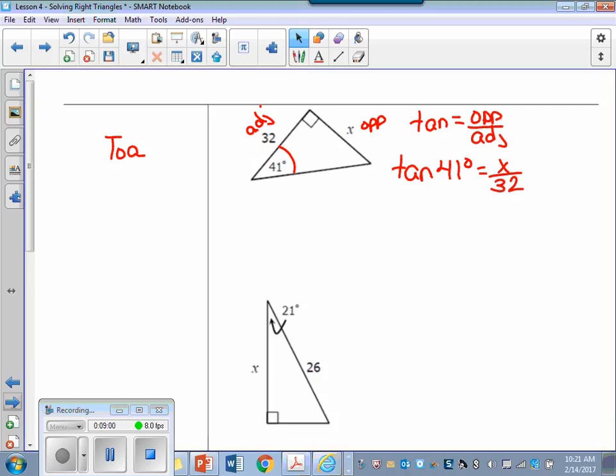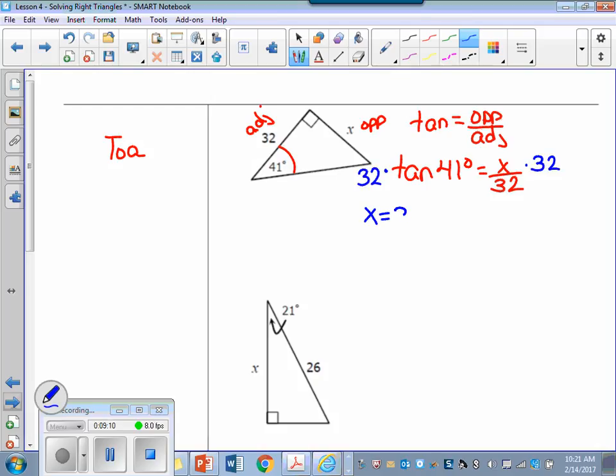Again, I need to solve my one-step algebraic equation. Multiply both sides by 32. And x equals 32 times tangent of 41 degrees. 32 times tangent 41, and you have 27.817.